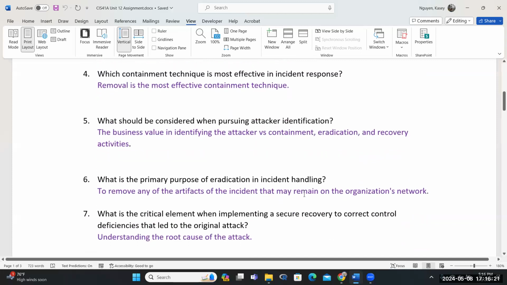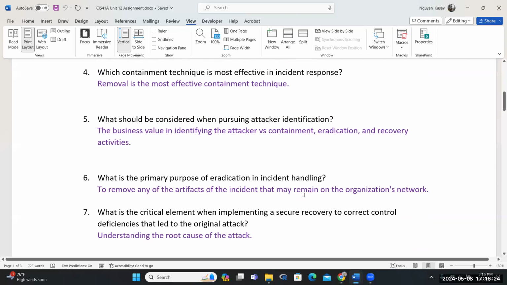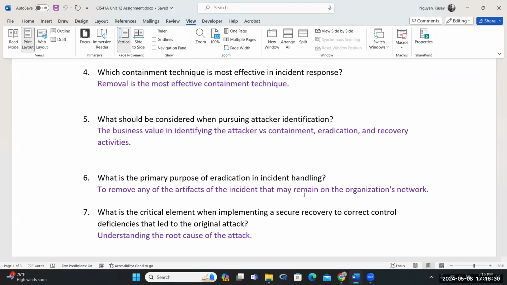So earlier we talked about removal is the best containment technique. So that means that you want to contain, you want to stop it from extending to further areas or other systems. But eradication, as used in incident handling, is a way that we extract artifacts or evidence for the incident from a certain system. So when you hear the term eradication, it really means that we want to be able to find and obtain artifacts about that incident.